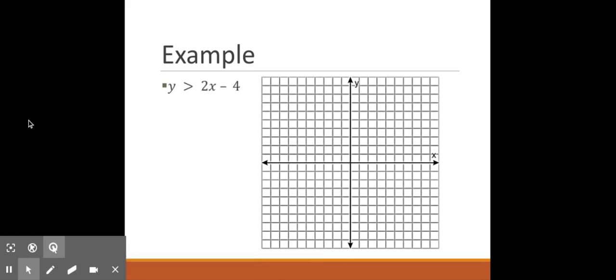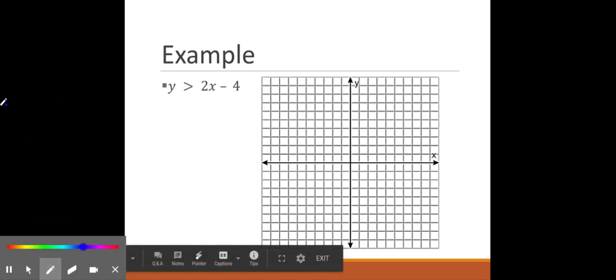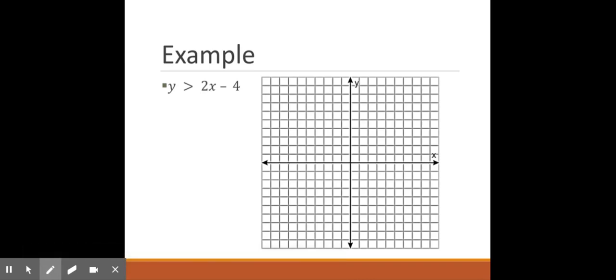So our example is y is greater than 2x minus 4. So first thing, is our y solved for? Is y all by itself? It is. It's right there, all by itself. So the next thing we have to do is graph the line y equals 2x minus 4, and we're going to make it dotted. The reason we're going to make it dotted is because it is greater than. All right, so we're going to make a dotted line of y equals 2x minus 4.